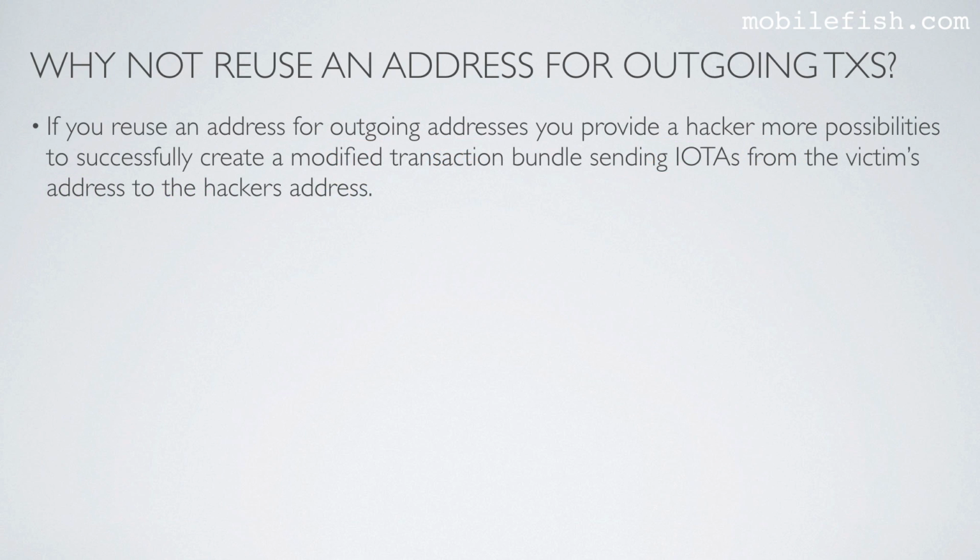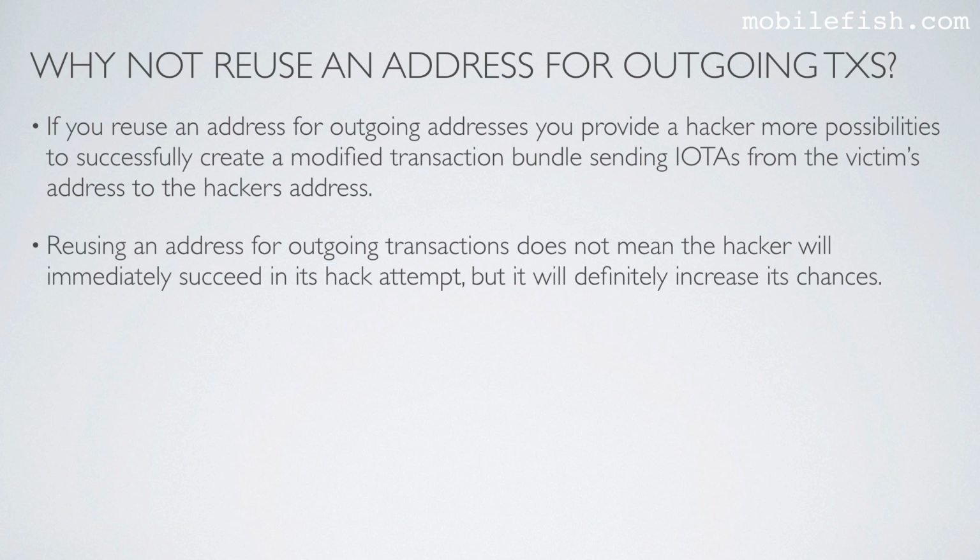If you reuse an address for outgoing transactions, you provide a hacker more possibilities to successfully create a modified transaction bundle, sending IOTAs from the victim's address to the hacker's address. Reusing an address for outgoing transactions does not mean the hacker will immediately succeed in their hack attempt, but it will definitely increase their chances.